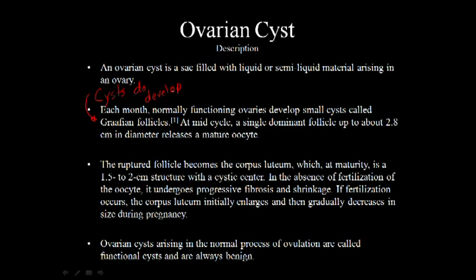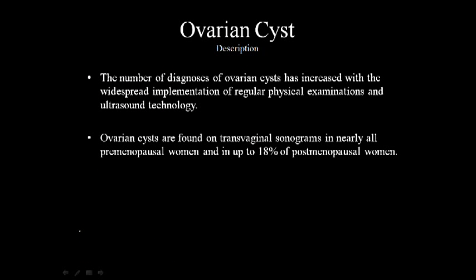Ovarian cysts arising in the normal process of ovulation are called functional cysts and are always benign. So that's something to keep in mind: if you have a cyst that was not there just a couple of weeks or maybe even a week ago, and then you develop a cyst, it's usually part of ovulation, and once ovulation occurs, it actually goes away, and it's usually a benign cyst.